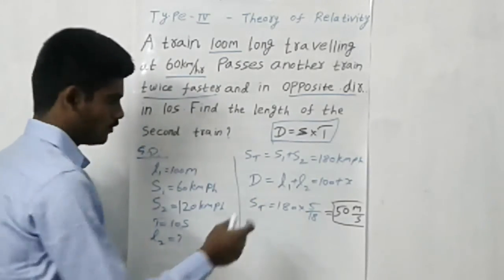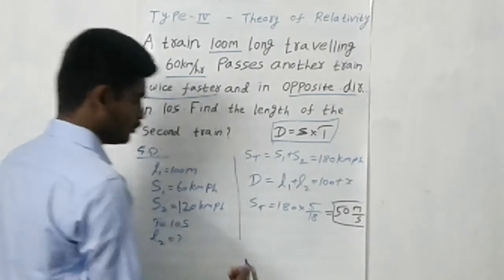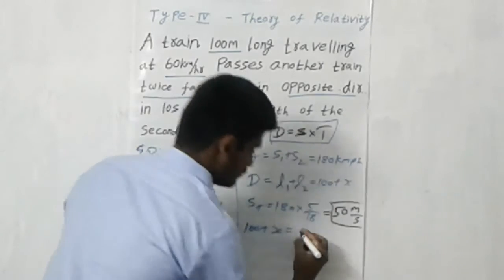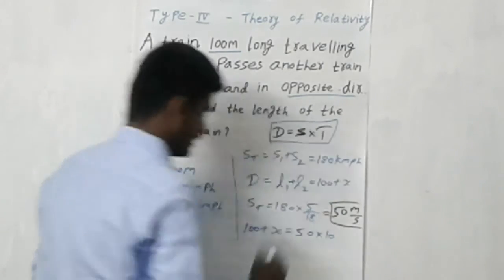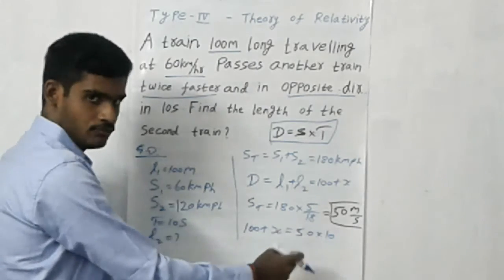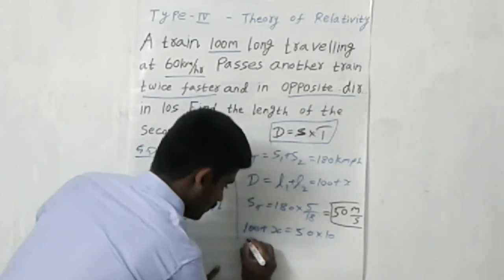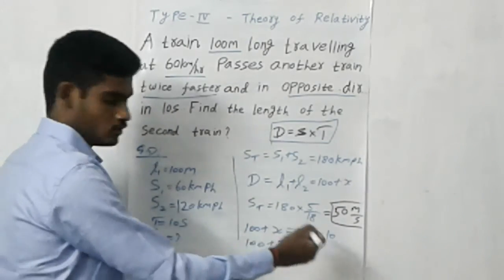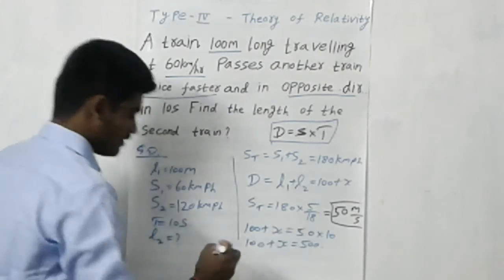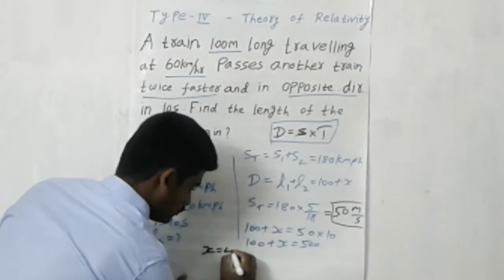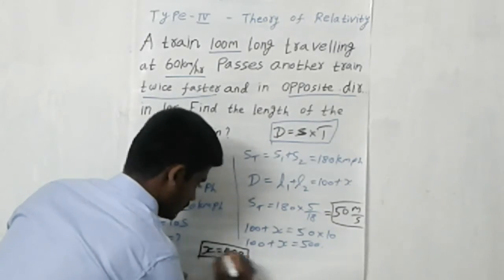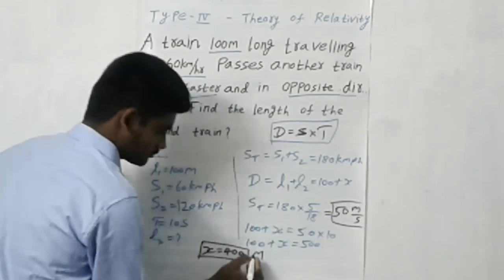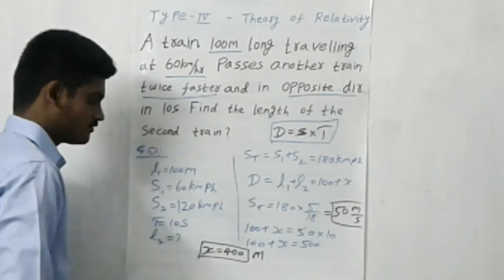The total speed we have found. For distance, 100 plus x we need to put. Therefore, 100 plus x is equal to, the speed is 50 into time will be 10. Therefore, 100 plus x is equal to 50 into 10, which is 500. 100 plus x is equal to 500. Therefore, x is equal to 500 minus 100. So the answer will be x is equal to 400 meter. So this will be the length of the second train.